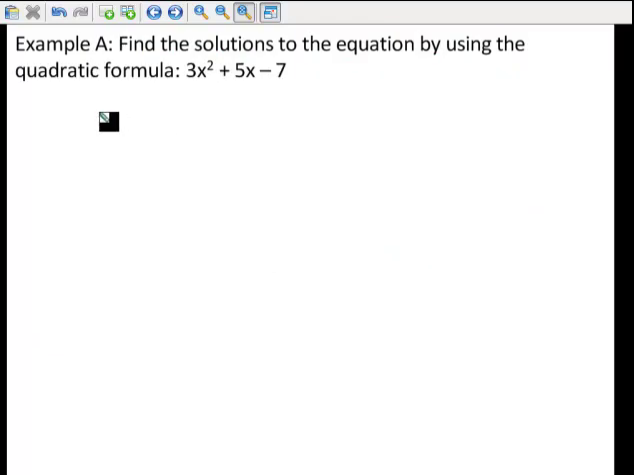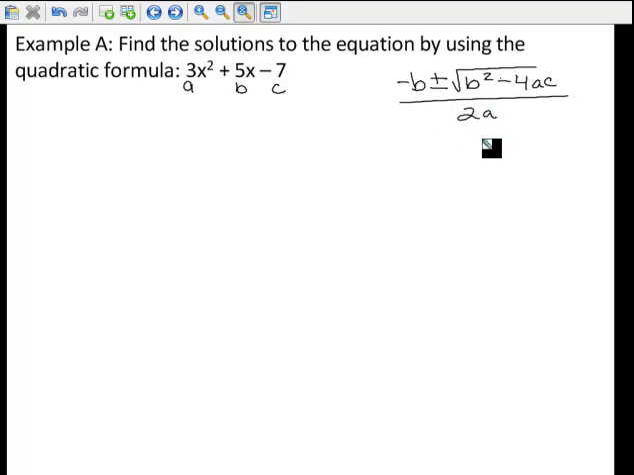Example A, we're asked to find the solution to the equation by using the quadratic formula. So I'm just going to go ahead and label, we have a, b, and c here. And for my own purposes, I'm going to write the quadratic formula. We have negative b plus or minus the square root of b squared minus 4ac, all over the quantity 2a. So if I plug and chug here, that means I have negative 5 plus or minus the square root of 5 squared minus 4 times 3 times negative 7.